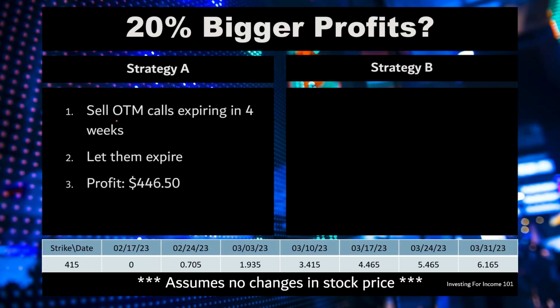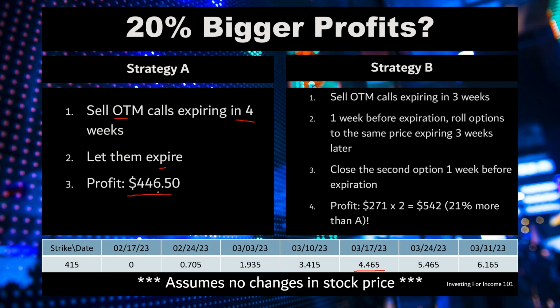Let me now explain what you need to do to improve your profit potential by about 20%. Normally people would sell out of the money calls expiring in 4 weeks and just hold them for 4 weeks. And the profit would be 446.50. How? Well, here's week 0, 1, 2, 3, 4. If the option is expiring in 4 weeks and you sell it, you get $4.46 per share. Since you're controlling 100 shares, that would be $446. Now, that's the normal approach to selling covered calls.